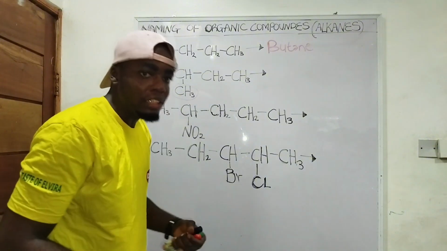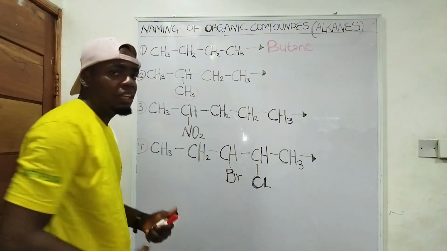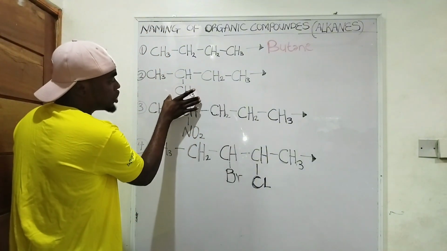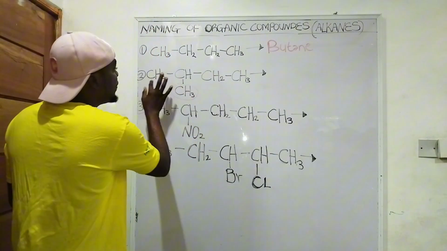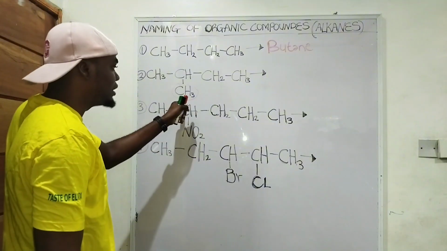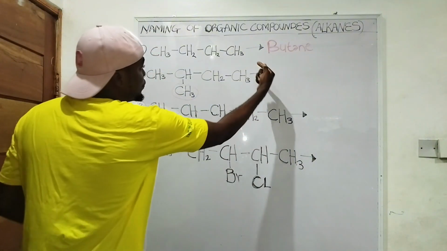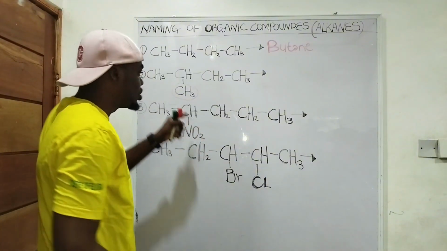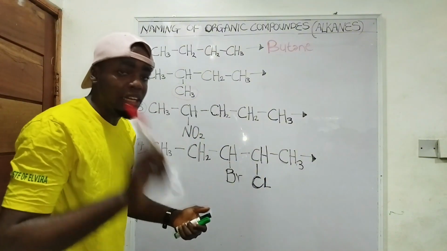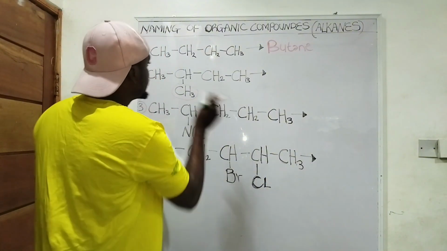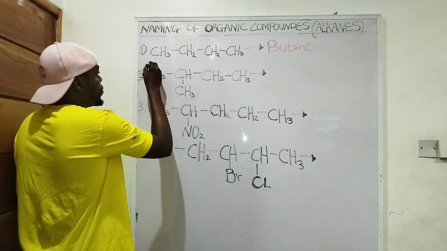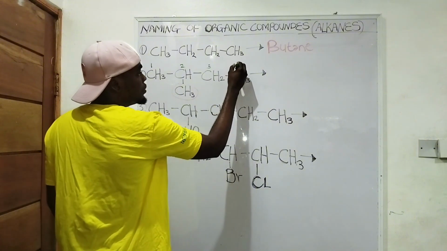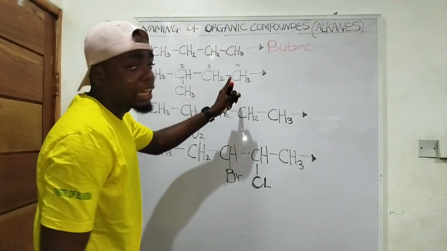So here is where rule number 2 comes in. When you are given a structure, after locating the longest carbon chain, and if the structure has a substituent, the next thing you need to do is find the direction that will give the substituent the lowest number possible. Is it from right to left or from left to right? Which of them will give the substituent the lowest number possible? So now let's check. Let's count from this side to this side. 1, 2, 3, 4. Remember, you are numbering the carbon, not the hydrogen.